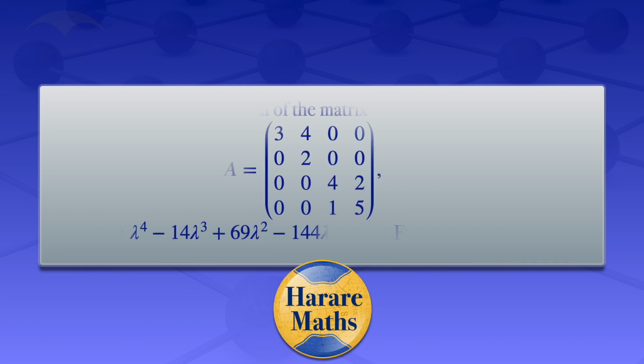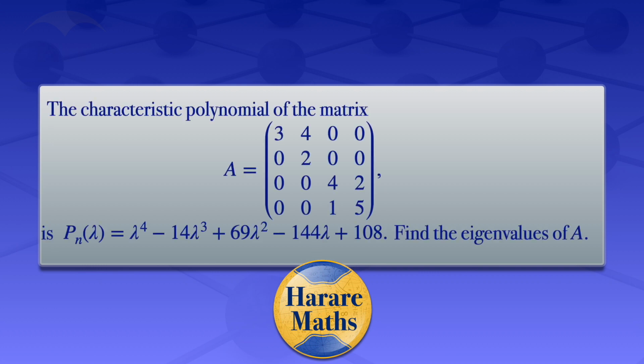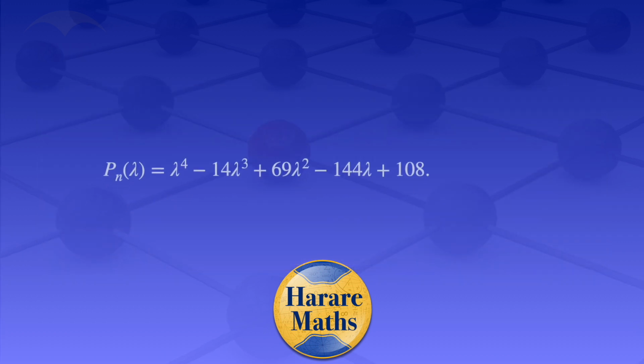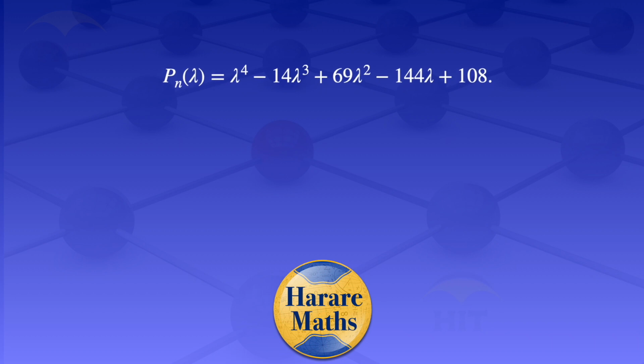The characteristic polynomial of the 4 by 4 matrix which is appearing on the screen there is lambda to the power 4 minus 14 lambda cubed plus 69 lambda squared minus 144 lambda plus 108. In this tutorial, I'm going to find the eigenvalues of the matrix A. In this case, we are already given the characteristic polynomial Pn of lambda there.